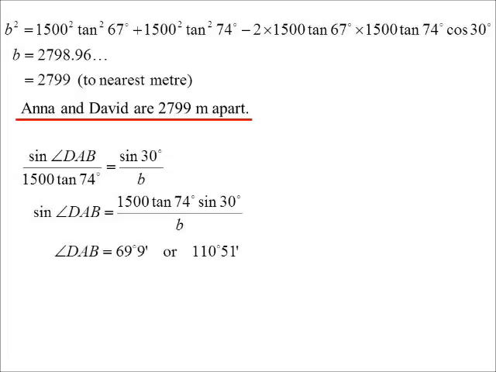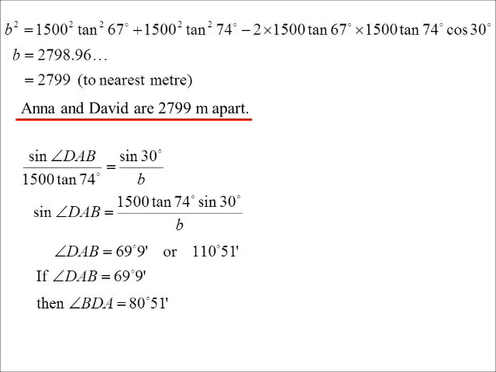Okay, two possibilities, of course, with the sine rule: 69 degrees 9 or 110 degrees 51. So the question is, is it acute or is it obtuse? What's going to make sense in our question? Now, if I use the one we'd all assume, the acute angle 69.9, that angle BDA will turn out to be 80 degrees 51.